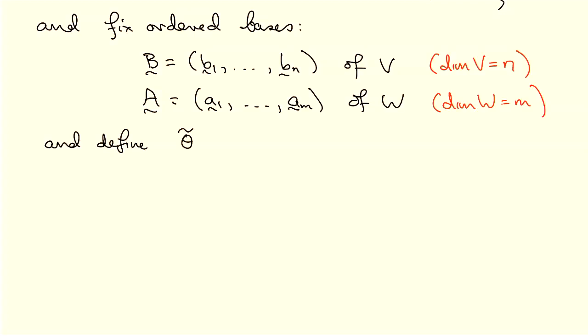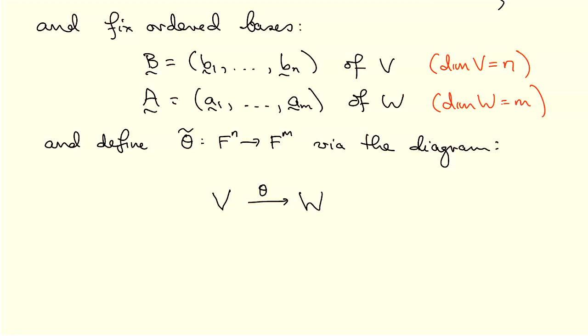And let's define a function, theta twiddle now, with the twiddle up the top, from Fn to Fm via the following diagram. And so the idea, to explain what's going on, is we've got our linear transformation theta from V to W, and then we've got our concrete maps that take V, and these are isomorphisms, so I'll draw them like that.